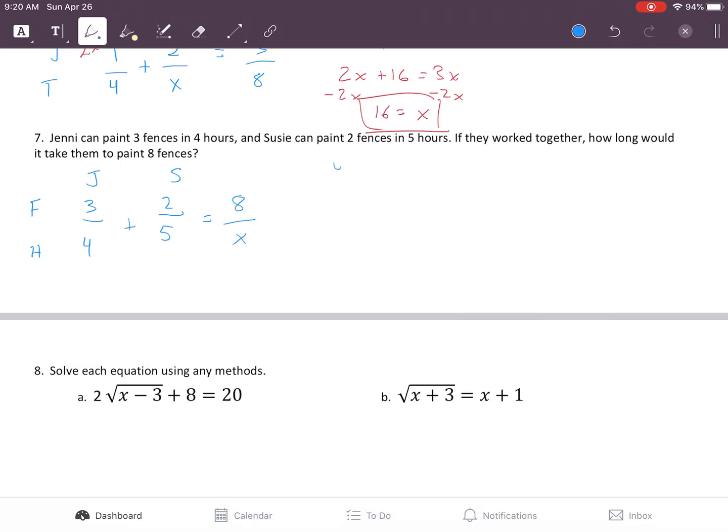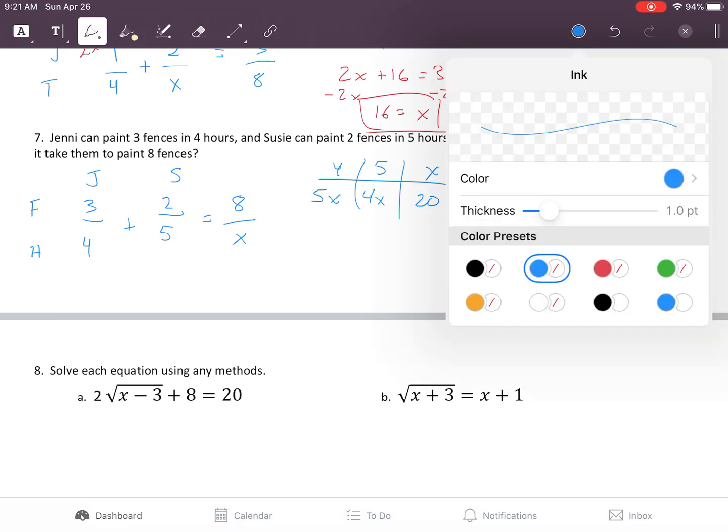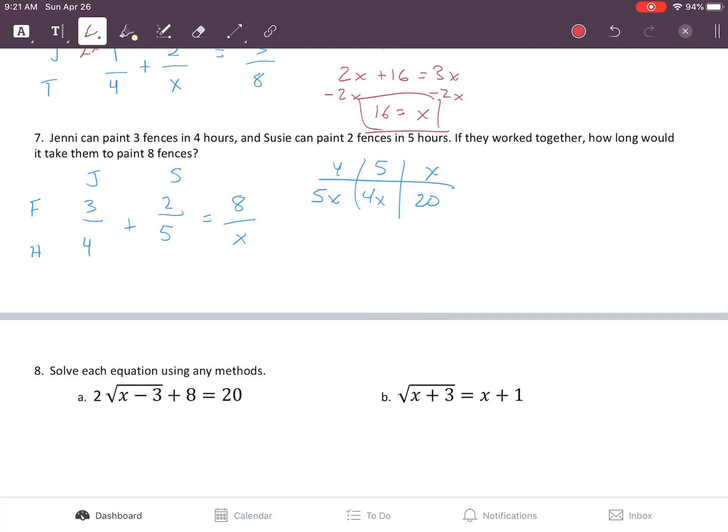So again, we have our little chart. The 4 is missing a 5 and an x. The 5 is missing 4 and an x. And the x is missing 20, 4 times 5. Let's go back to red. So we're multiplying our common denominator missing pieces by our numerator. So we have 5x, we have 4x, and we have 20.